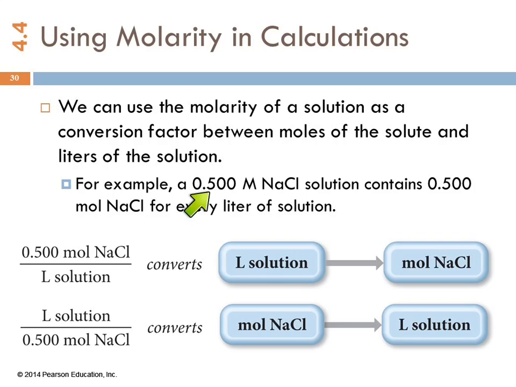A 0.500 molar NaCl solution has 0.50 moles for every liter. Molar, you can also write mole per liter. You could write it that way, or you could flip it upside down. Very useful conversion.